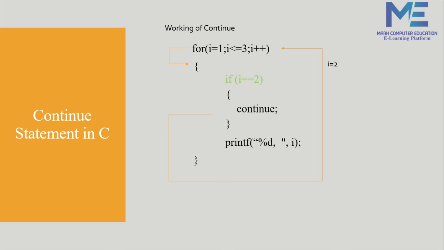Right. So again it will enter the loop. Again it will check my condition, but my value of i is 3. So the condition will be false. So the compiler will execute my for loop body and exit from it, because now my loop condition has been terminated. So this is the working of the continue statement.